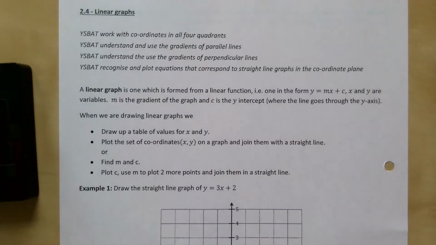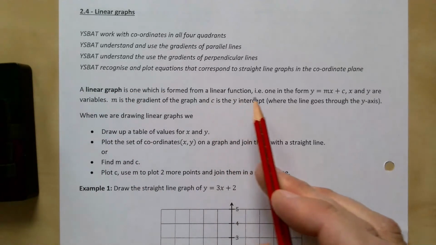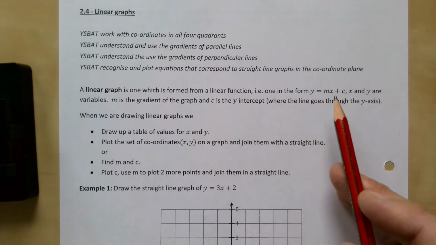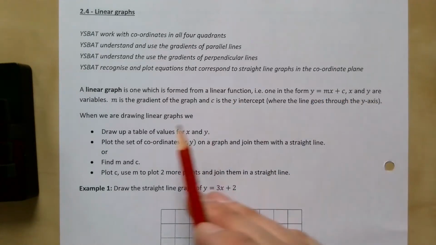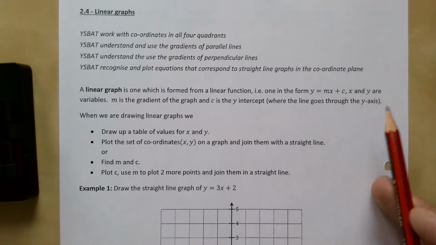This is linear graphs, and so linear means straight line graphs. And we'll just read through. A linear graph is one which is formed from a linear function, i.e. one of the form y equals mx plus c. X and y are variables. M is the gradient of the graph and c is the y-intercept where the line goes through the y-axis.